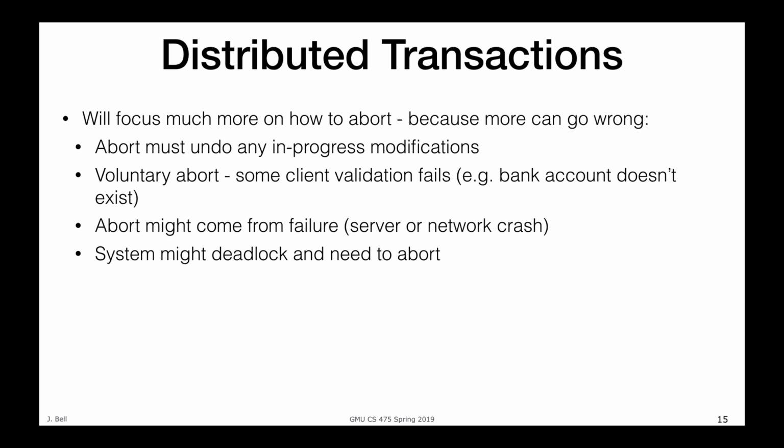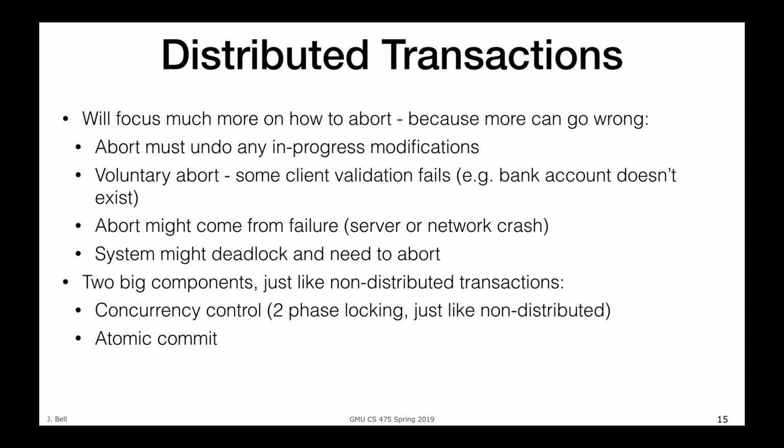And some of those aborts might be voluntary, like the transaction might just fail. Like if we said, I want to transfer money from Mortimer to Barney, and we started doing that, but then we found out we don't have Mortimer's account on file. We just can't do it. We have to abort. We still had those kinds of situations in a single machine transaction processor. But now we're also going to see aborts coming from failure, like if a server crashes, or if some part of the network becomes unavailable. We might also start seeing cases with more nodes where the system might have some deadlock and need to abort. So we're going to be dealing a lot with aborts today.